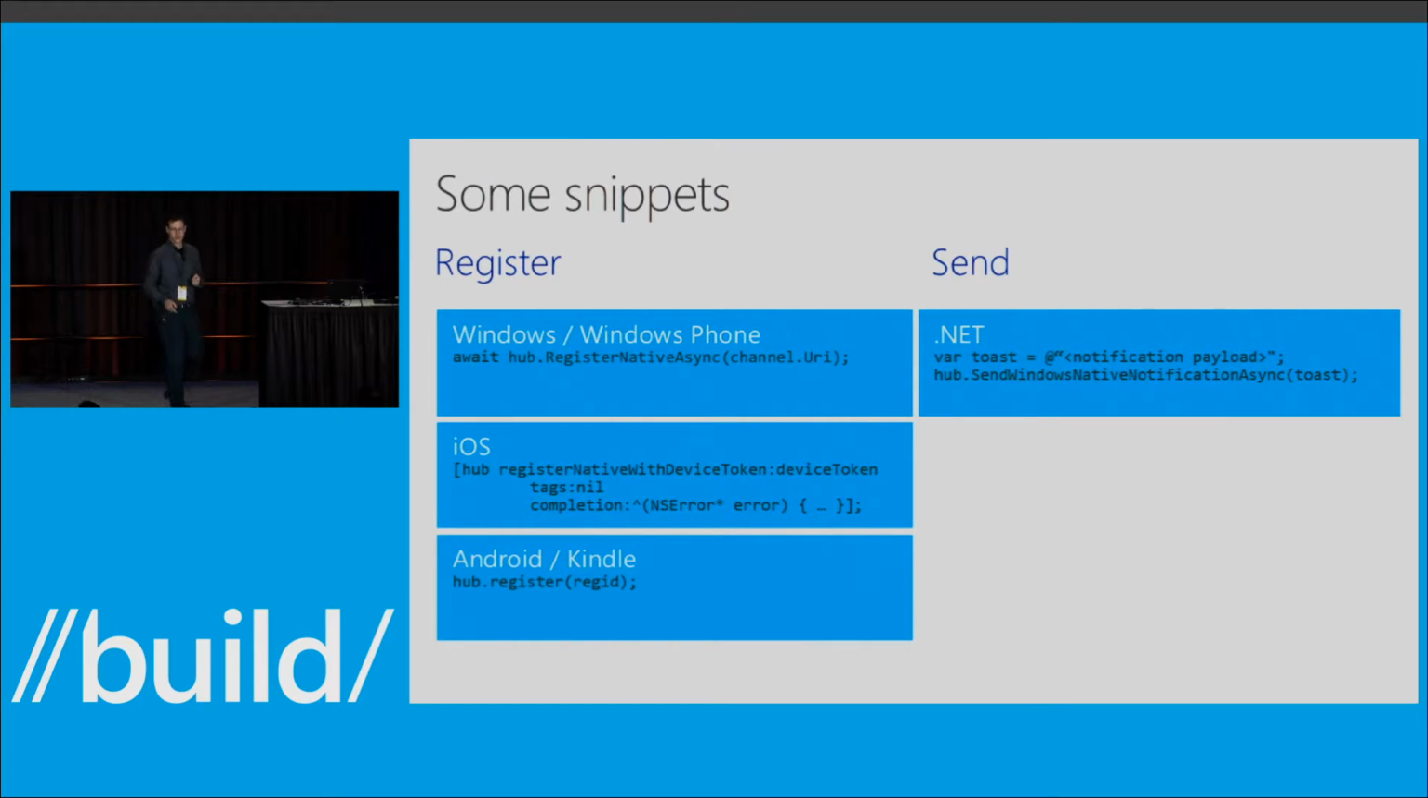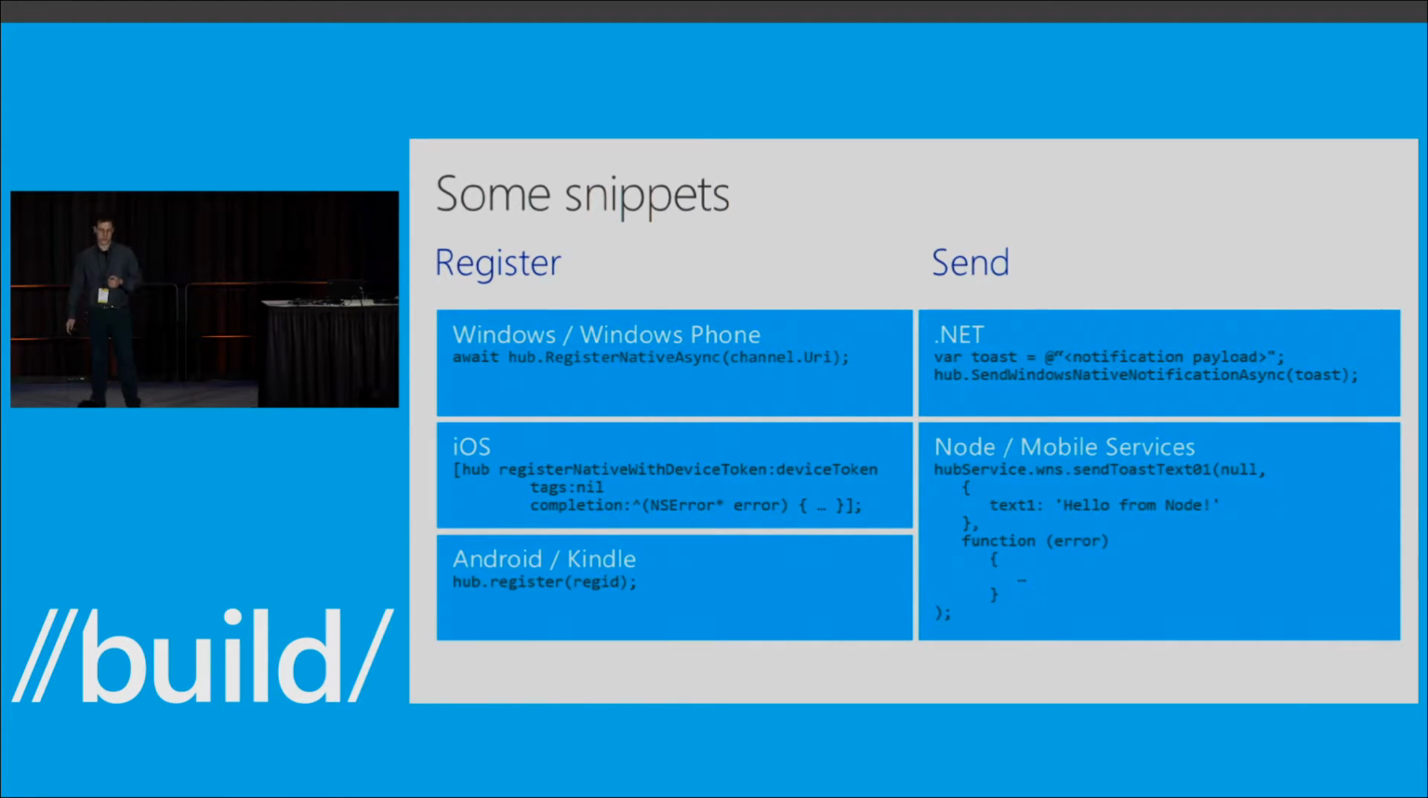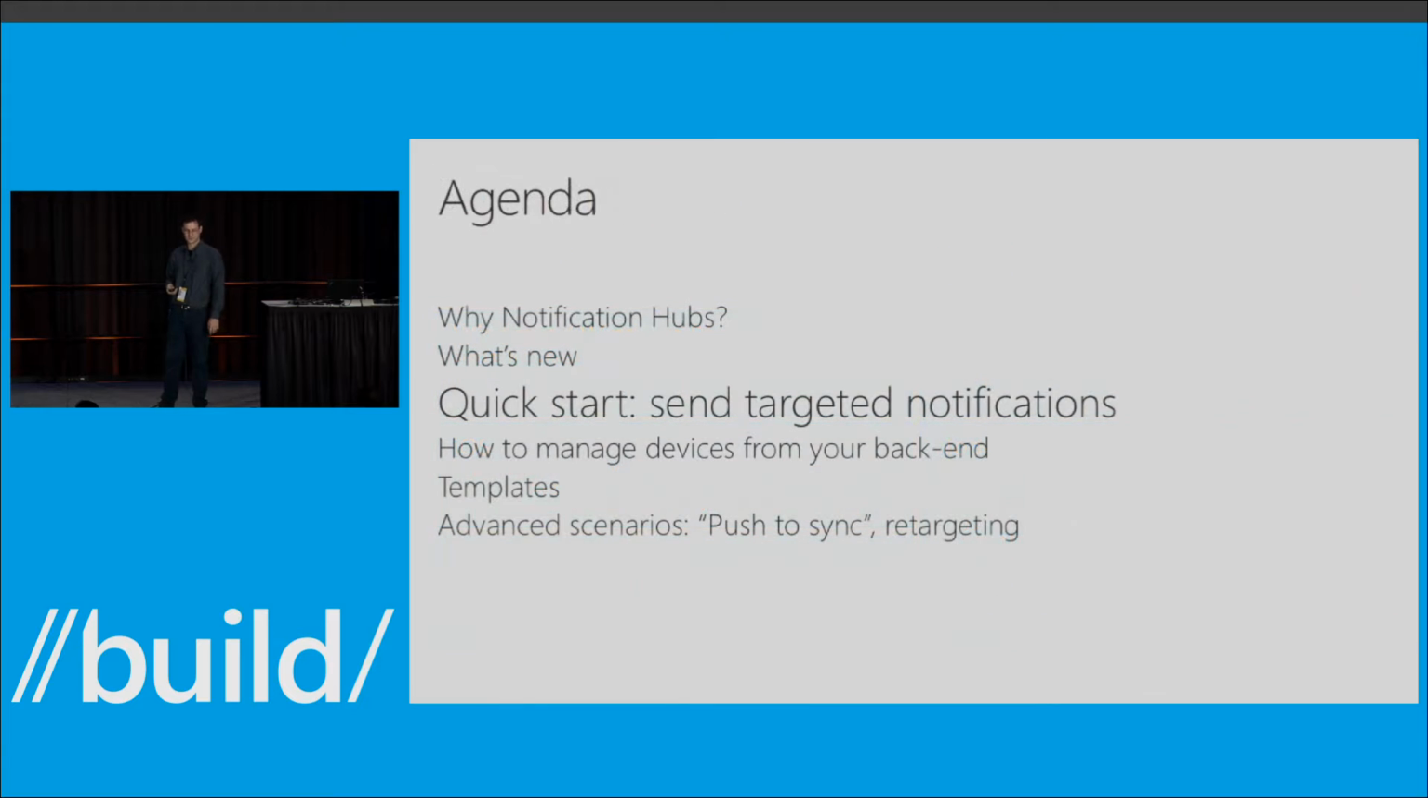So you put in your toast with the XML format that you want, and this is how you're going to do it. We also have, inside of Node and mobile services, better ways to craft that XML, but essentially it's just XML. Everything that you give us, new templates, everything, all the XML that Windows supports, we pass through. Of course, if you want to send to iOS, you have to send us the iOS payload, so the JSON that APNS wants, and same thing for Android and Kindle.